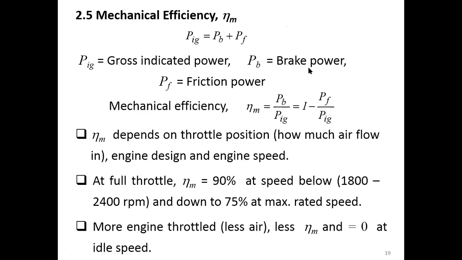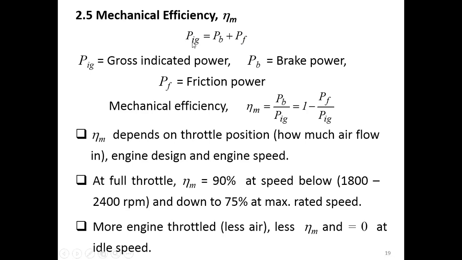And there are 2 powers going out from the engine. One is the power that we get, we call it the brake power. And remember, we get this brake power from the dynamometer when we test the engine. Plus another power that also comes out from the engine, but we cannot use it. This is called friction power. So the sum of these 2 equals the gross indicated power.